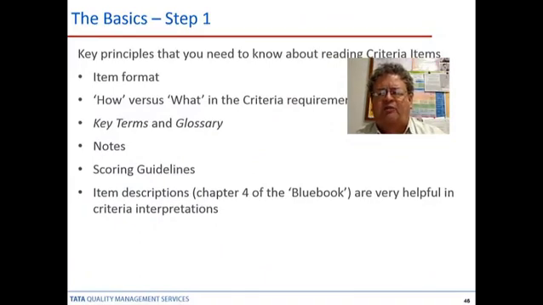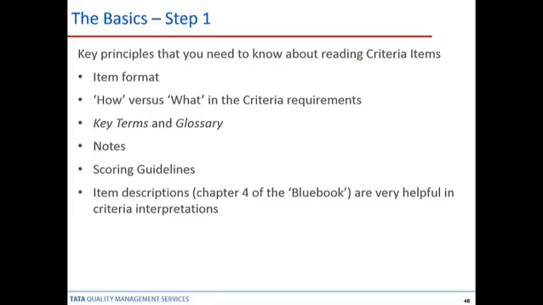This particular step is one that's going to show up again when we talk about process. We're right now talking about process items. In the future, we'll talk about results items. We'll go back to that same approach that says, again, understand what the criteria is asking for. That's the first step. So this is just a quick description of how to read the criteria.